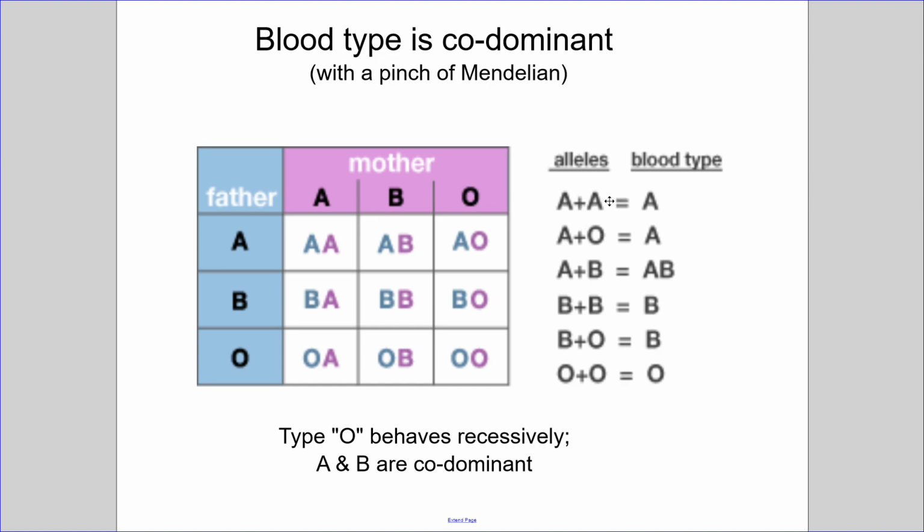So here's a good summary of what that means. A and A would be type A, A and O would be type A, and A and B, that's your codominant heterozygous allele combination, that's going to be type AB. B and B would be type B, B and the recessive O is type B, and then O and O is just going to be straight up recessive O.